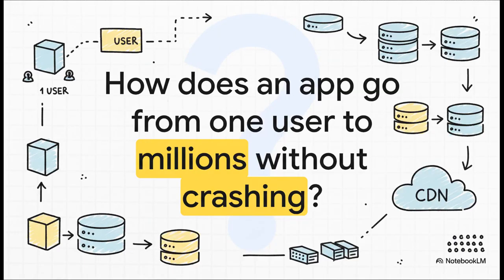So yeah, that's the big question, right? I mean, imagine you build this amazing app, it takes off, and suddenly users are flooding in. How in the world do you stop it from just collapsing under the pressure? Well, the answer is all about evolution, and it starts from a super humble place.